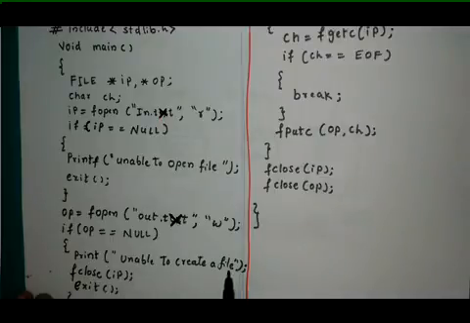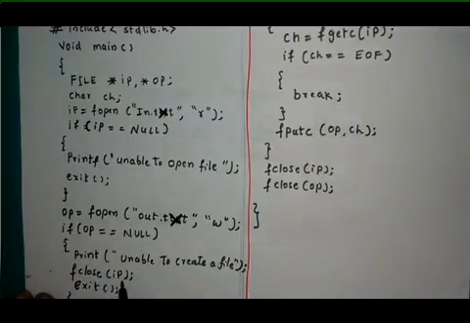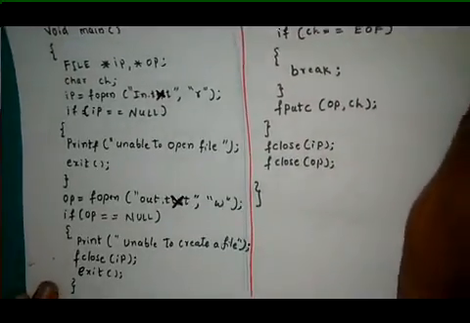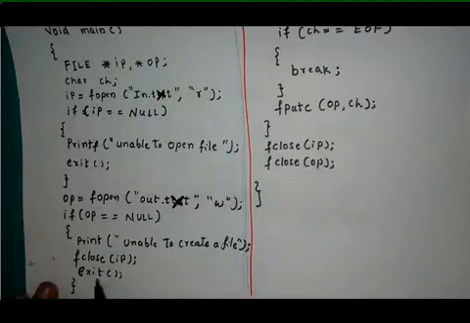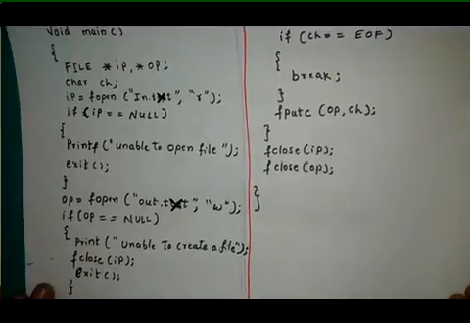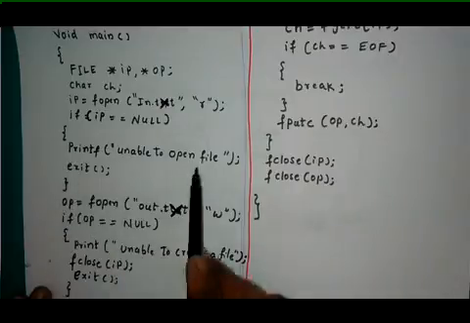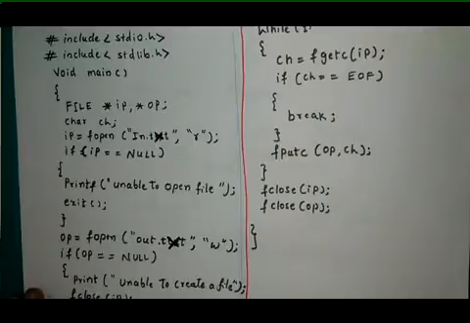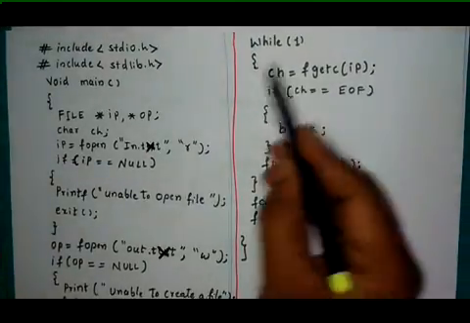So I'll use an infinite loop at this place. If you remember, while(1) says while the loop is true, so it means that this is going to be an infinite loop. Get a character from the file which is held by IP. So IP is held at in.txt. So take a character from this and store it into ch. Check whether that character is end of file. If ch is equal to end of file, then you'll break this loop, terminate this loop.